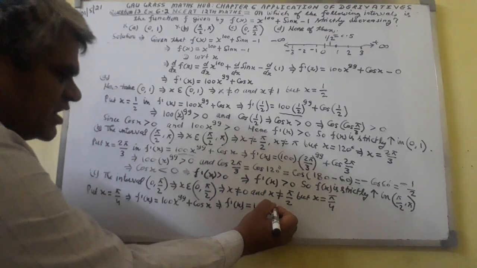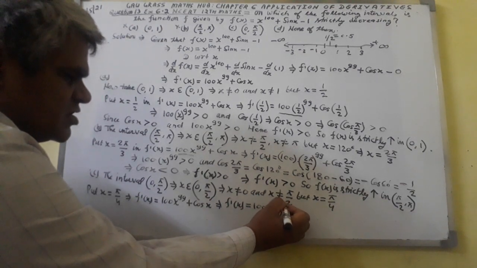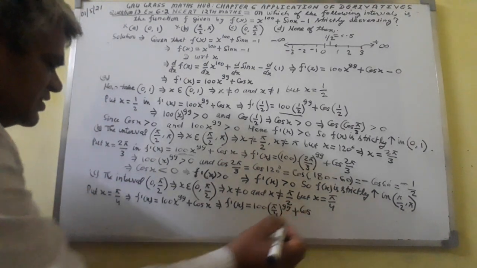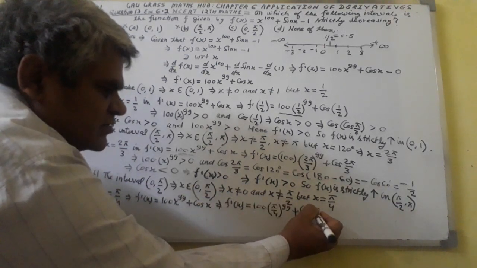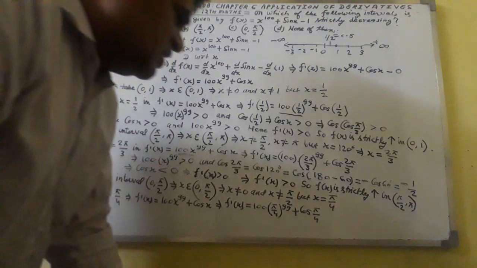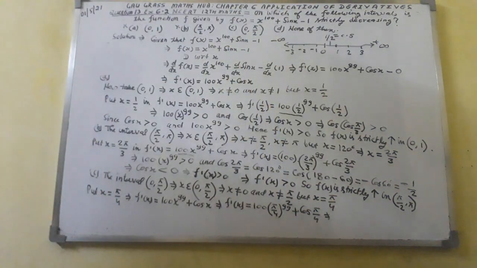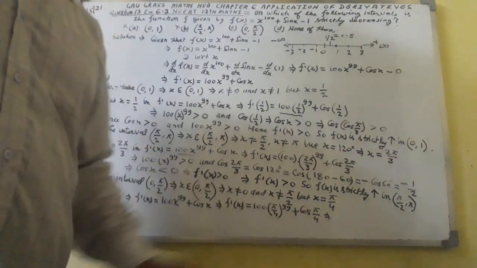Implies that f dash of x equal to 100, in place of x I shall write pi by 4, raised to the power 99, plus cos, in place of x I shall write pi by 4. Again I shall write cos pi by 4 means cos 45 degree. Again cos 45 degree equal to 1 over under root 2.